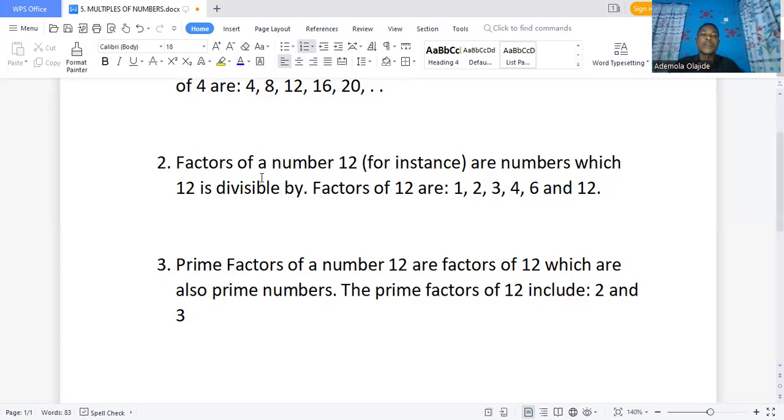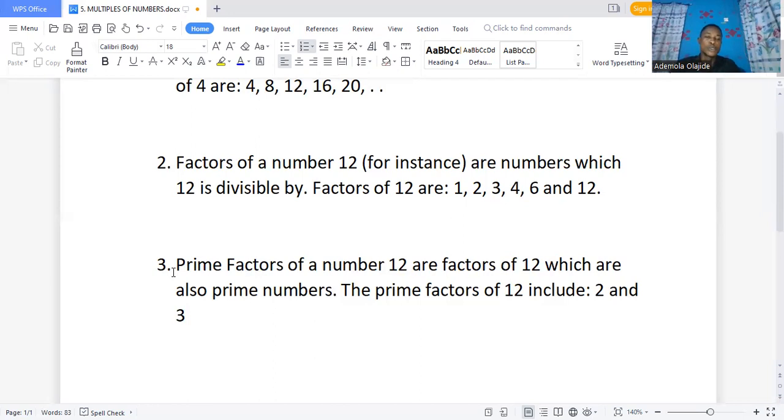So here we say factors of a number, 12 for instance, are numbers which 12 is divisible by. That is, those numbers that will divide 12 without any remainder. So factors of 12 are 1, 2, 3, 4, 6, and 12. Each of these numbers can divide 12 directly without a remainder.